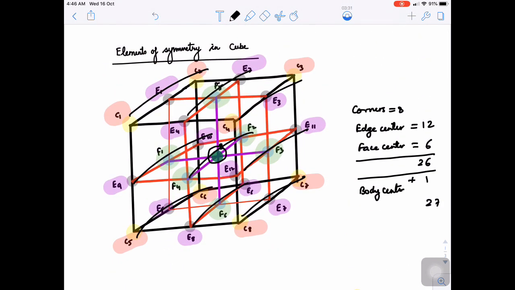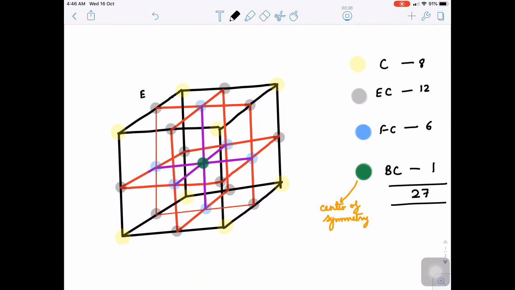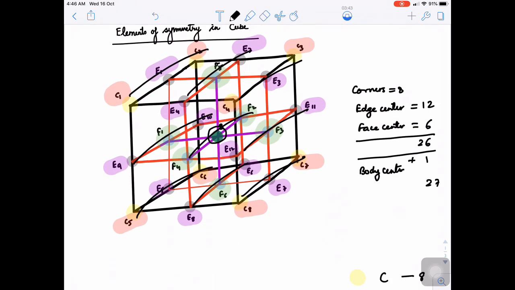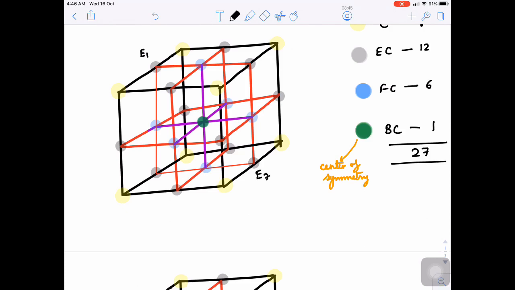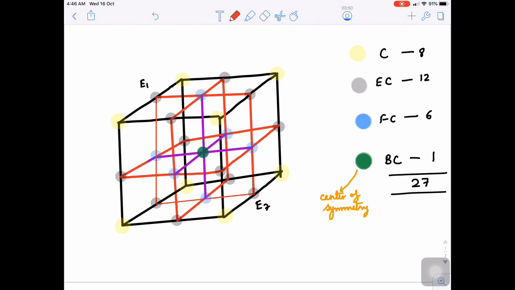So look at the diagram. Let's say we are connecting E1 with E7. So just check E1 and see the position of E7. Try to connect them. Okay. So when you connect E1 with E7, mainly you are connecting these edge centers. And once we connect these edge centers, what will happen? You get again one axis of symmetry around which the whole cube is symmetrical.